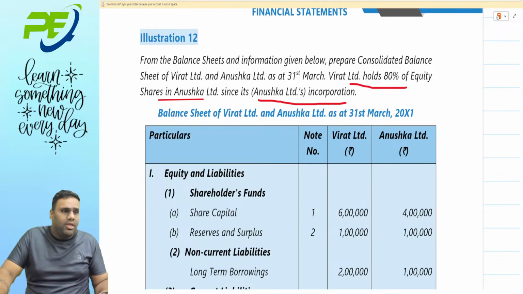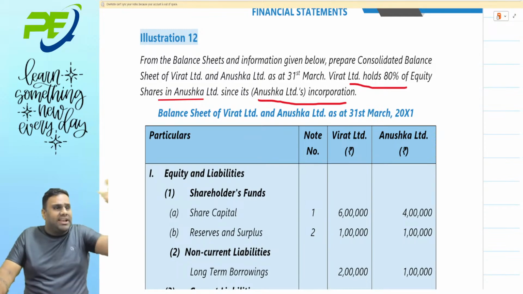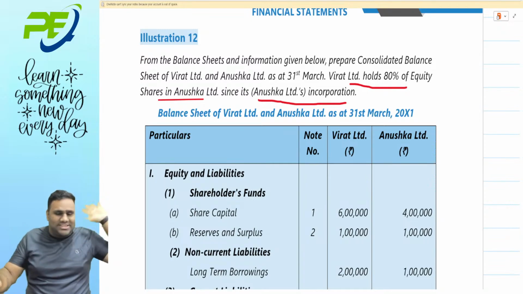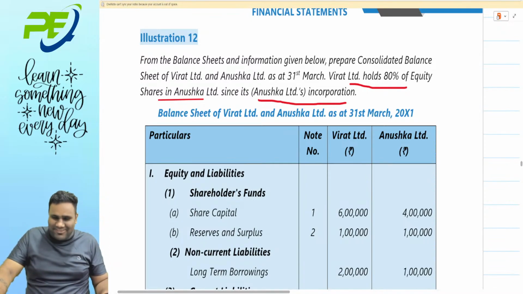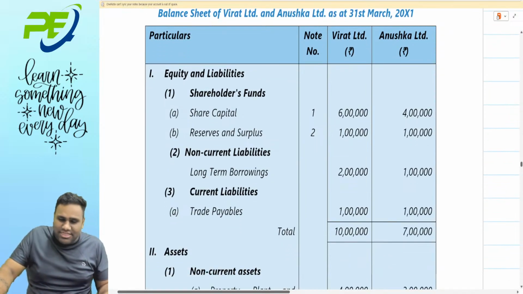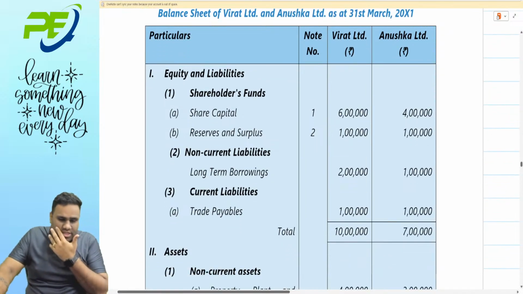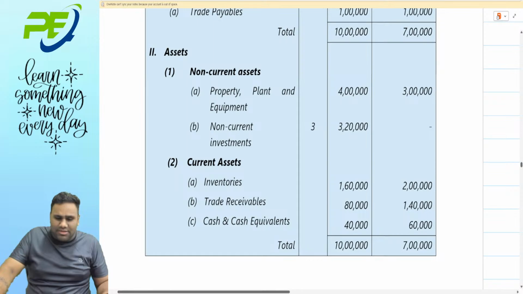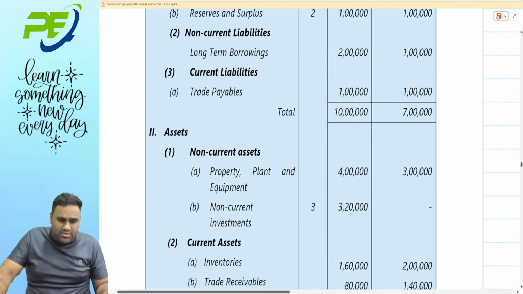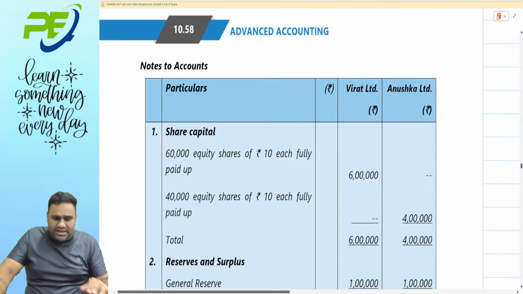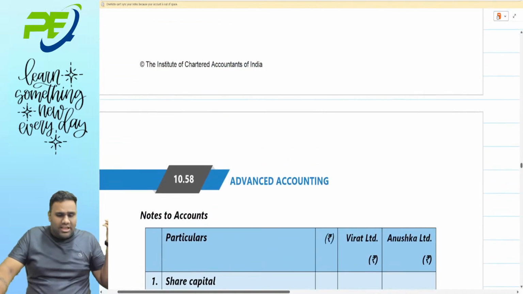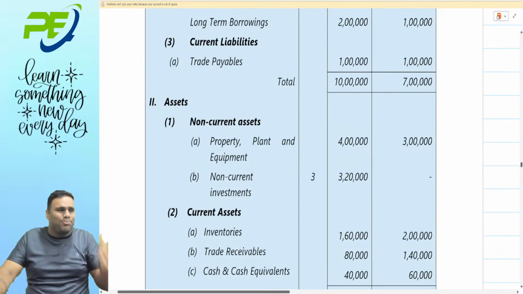Since it's Anushka Limited incorporation, this sentence has become very important. Why? From day one, he was holding 80%. No pre-acquisition, no pre-acquisition reserve. Simple problem here. Share capital 6 lakh, 4 lakh, reserves and surplus. They have given some notes: long-term borrowing, trade payables, PP, non-current investment, inventory, trade receivable, cash. All are useful items only. Notes to account: share capital, one company 60, the other company 40. Reserves and surplus, and non-current investment, shares in Anushka Limited. That's all. No adjustment in this problem. 2 minutes problem will get over.